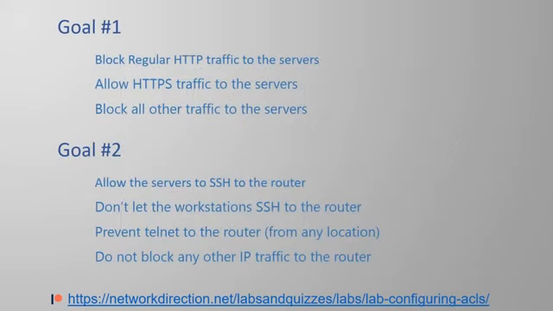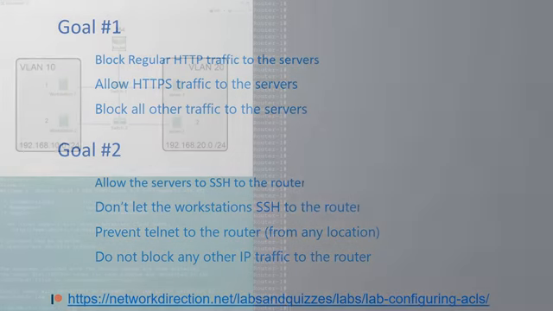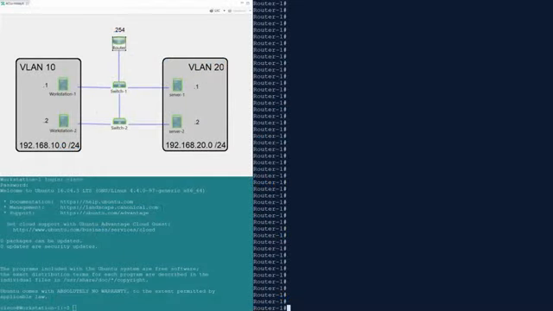So we're going to attempt two goals. Goal 1 is to block regular HTTP traffic to the servers, but allow HTTPS traffic. Any other traffic to the servers should be denied. Goal 2 is to allow the server, but not the workstations, to manage the router with SSH. Nothing should be allowed to manage the router with Telnet. No other IP traffic to the router should be prevented. The starting configuration has already been done, so we won't need to worry about that. As usual, the topology is downloadable from the website, and I'll put a link in the description.